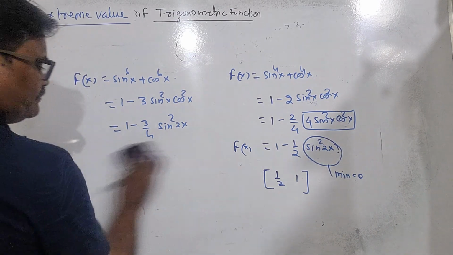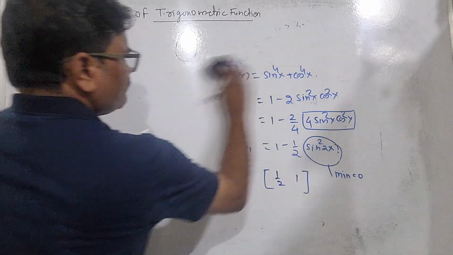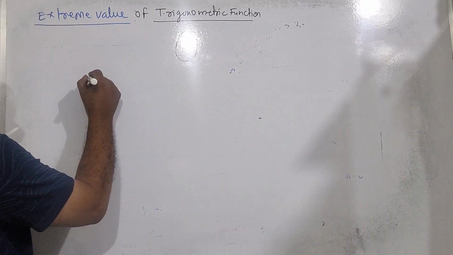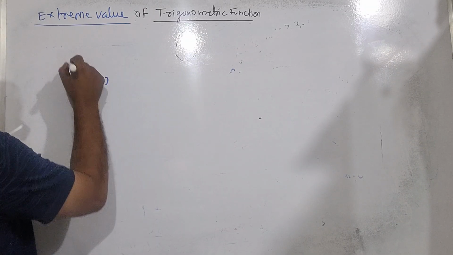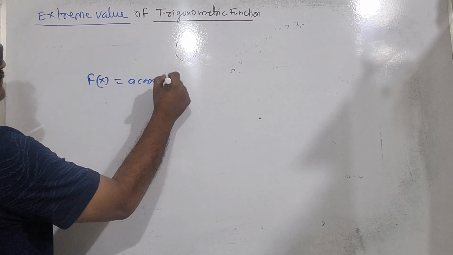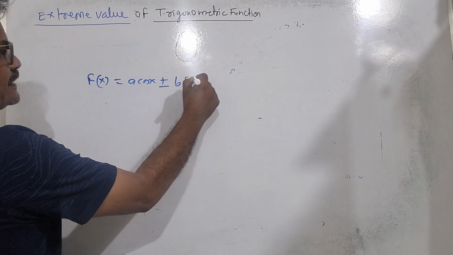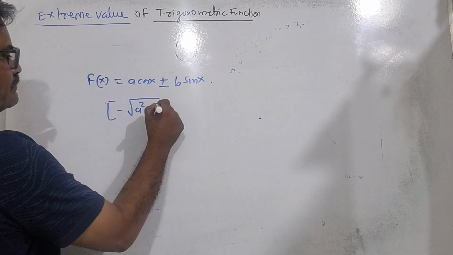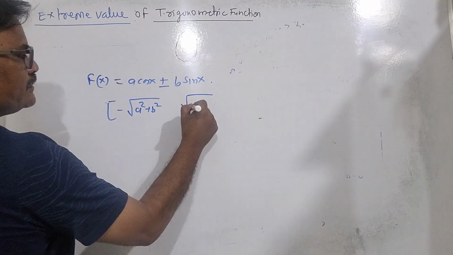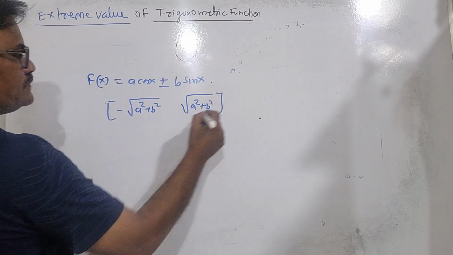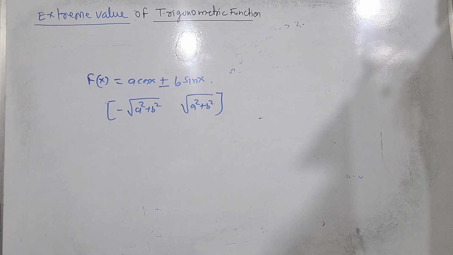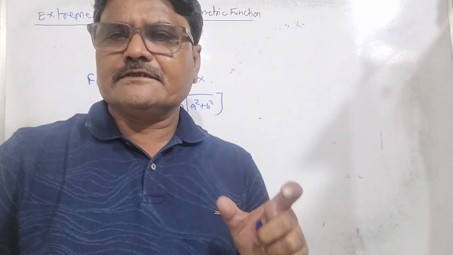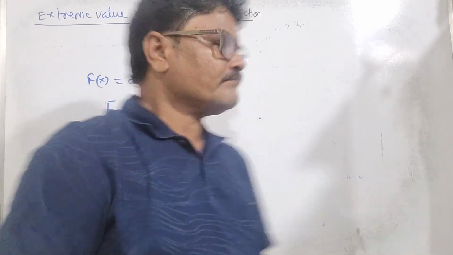Got it? Okay. Now coming to this concept, if the function is like that, a cos x plus or minus b sin x, this range is always given by minus square root of a square plus b square to square root of a square plus b square. This is the range, and again we can prove it by using the basic trigonometric function sin x range. And how is it?